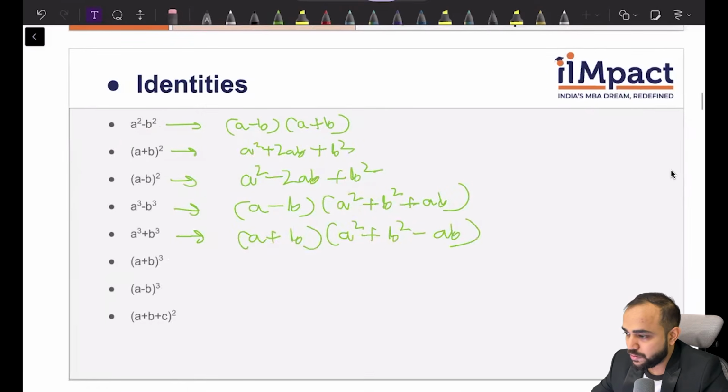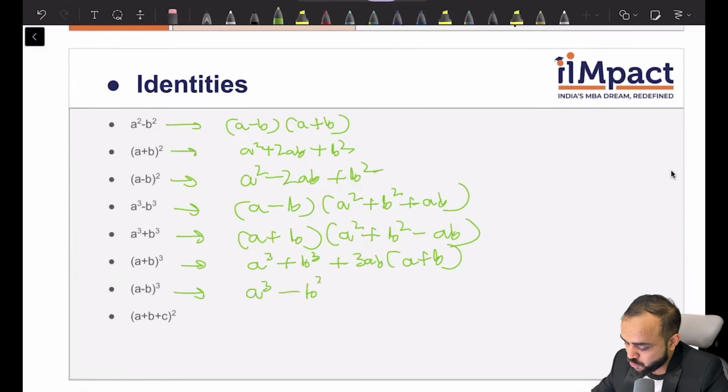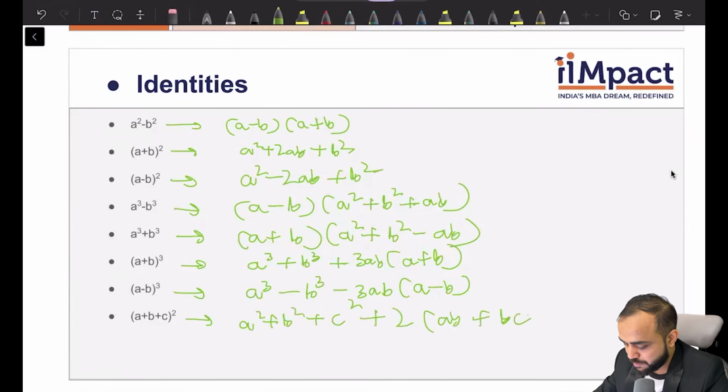(a plus b) whole cube is a cube plus b cube plus 3ab into (a plus b). (a minus b) whole cube is a cube minus b cube plus 3ab into (a minus b). So I will replace all, so yeah, this will be a minus sign. And (a plus b plus c) whole square is a square plus b square plus c square plus 2 times (ab plus bc plus ca). So far, is everyone with me?